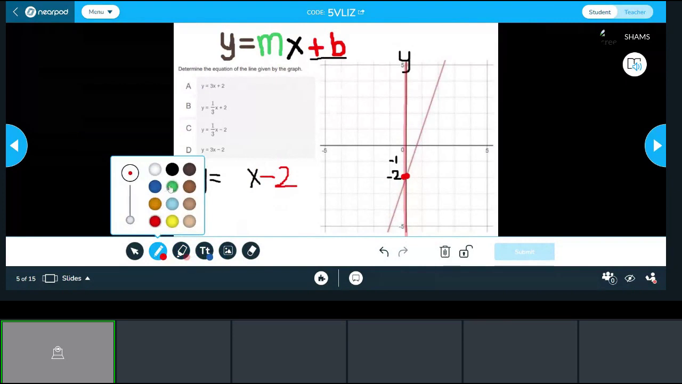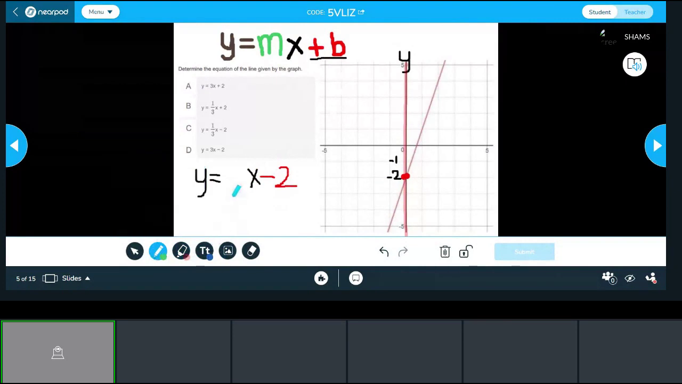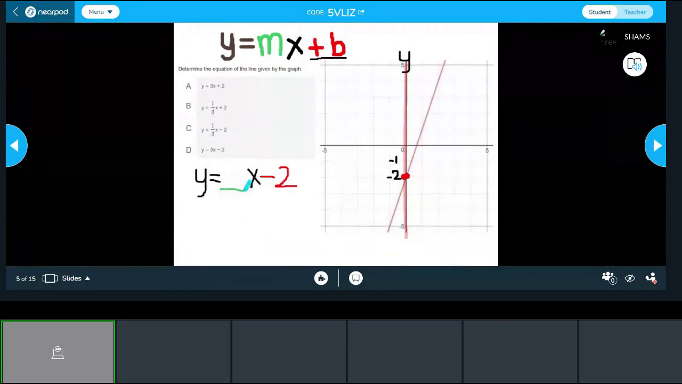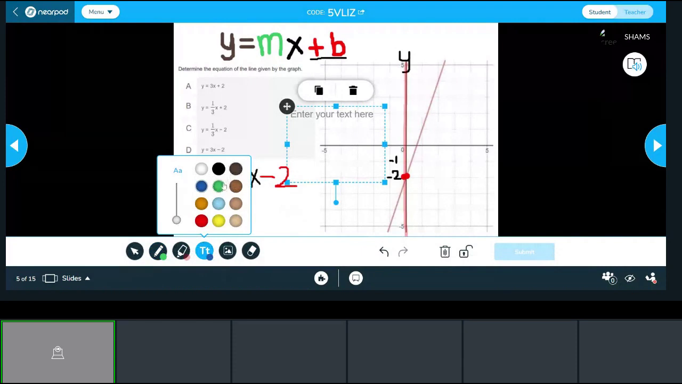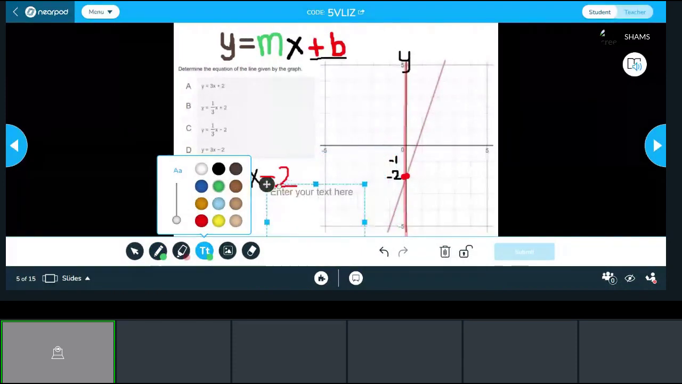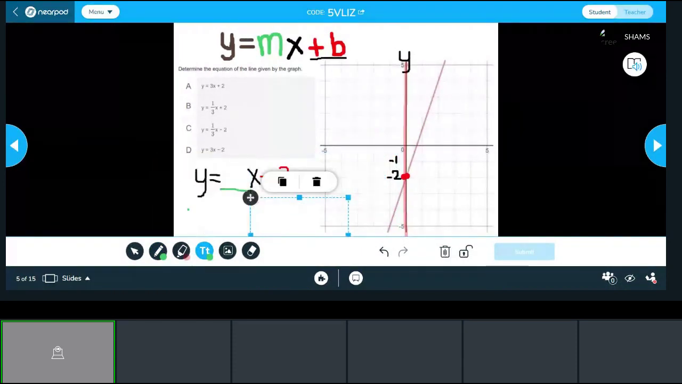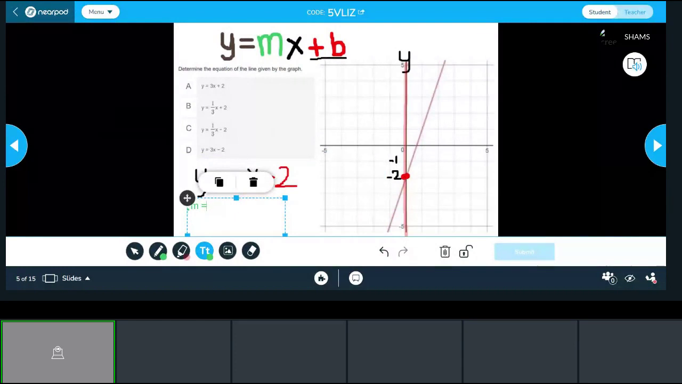Remember, there is this m missing. m is still missing from this equation. Let's go ahead and talk about m a little. m is your rate of change. And how do you calculate your rate of change? You do rise over run. This is how you calculate m, rise over run.